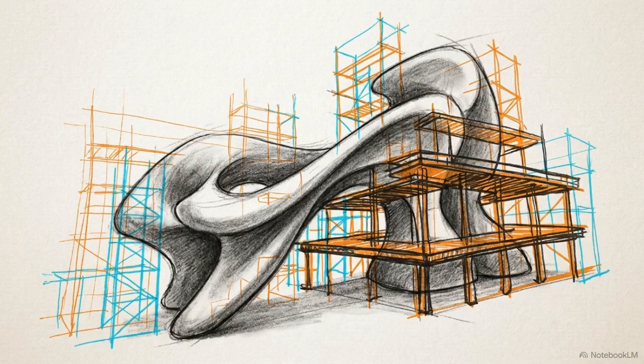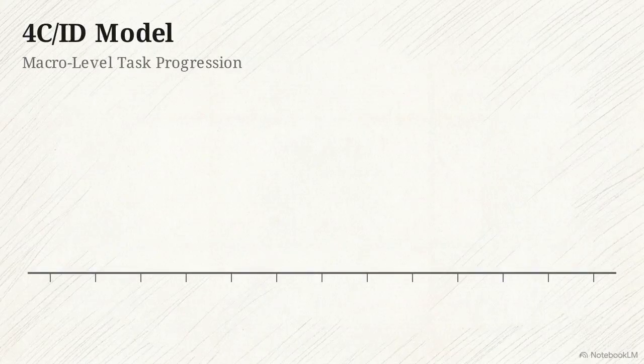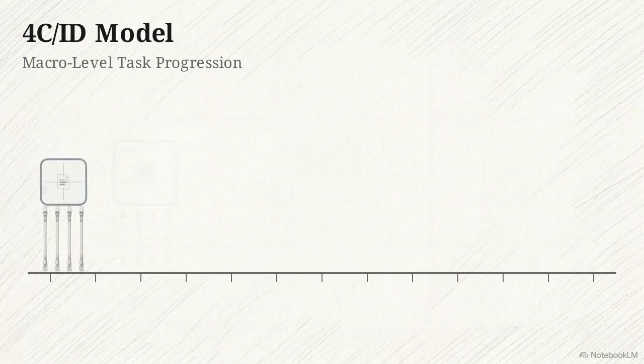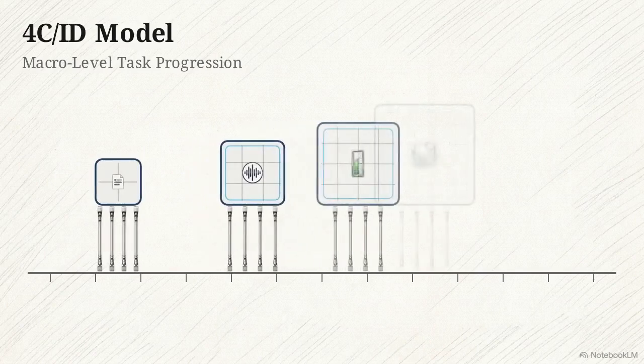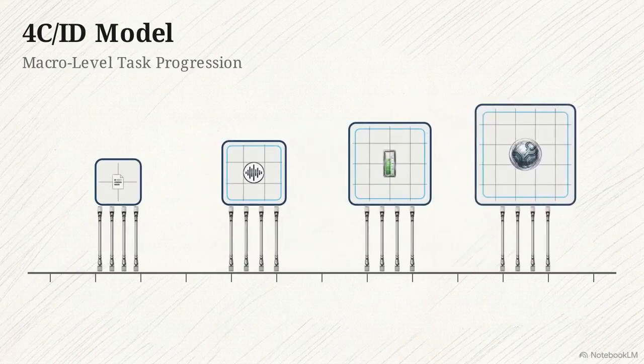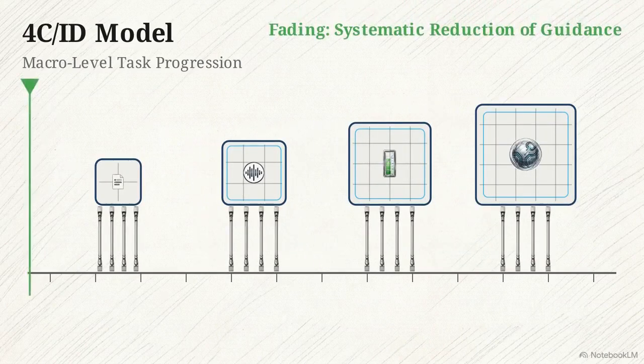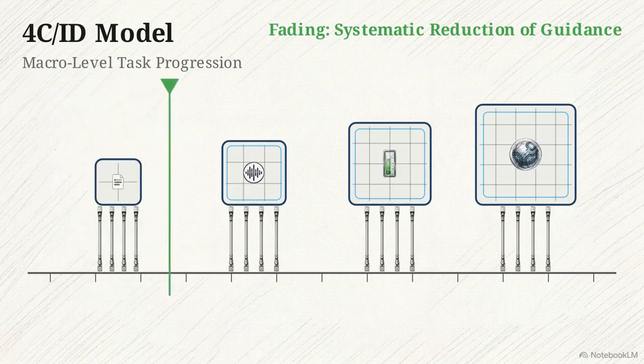This requires adaptive scaffolding, where the level of structural support dynamically changes based on the student's real-time needs. The systematic framework for this is the four-component instructional design model, or 4CID, represented on this macro-level timeline. 4CID structures courses around a sequence of whole tasks that gradually increase in complexity.